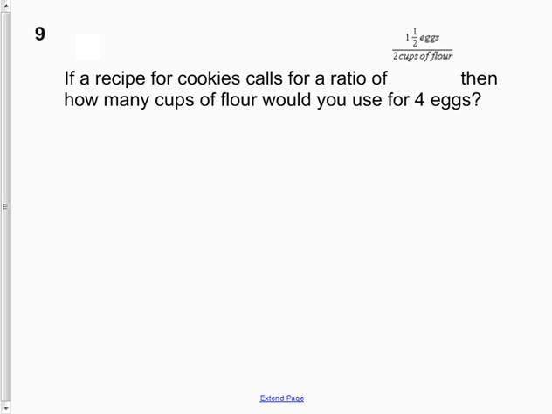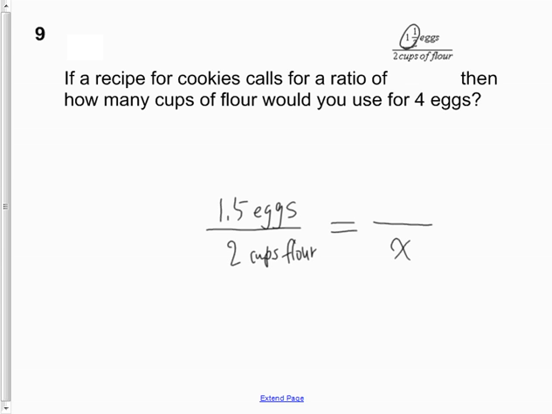Okay, question 9 is no longer true and false. We're now into just solving. It says, if a recipe for cookies calls for a ratio of 1.5 eggs for every 2 cups of flour, then how much flour would you use for 4 eggs? So I'm going to set this up using proportional reasoning, and I'm going to get rid of that fraction because I hate fractions. So I'm going to put a ratio of 1.5 eggs to 2 cups of flour is proportional to, I don't know how much flour, but I know I'm going to be using 4 eggs.